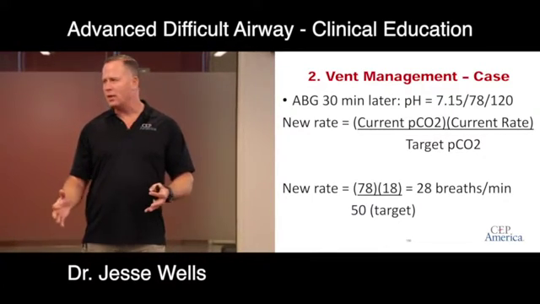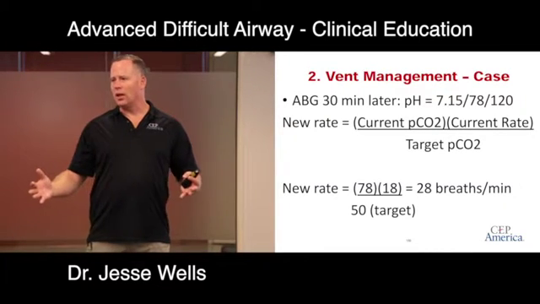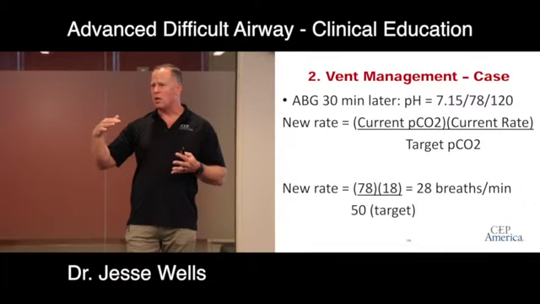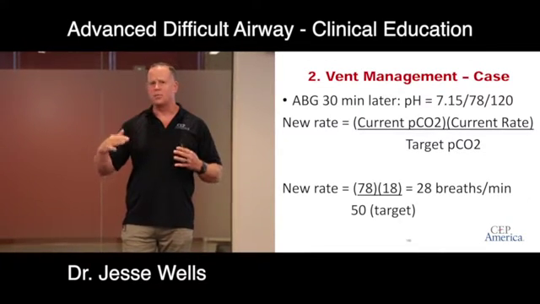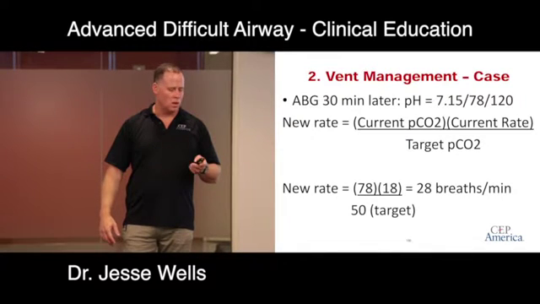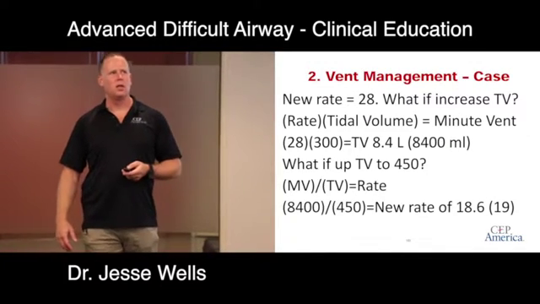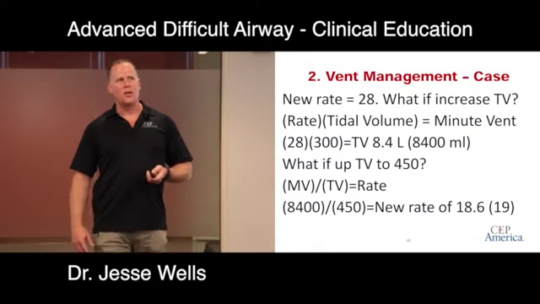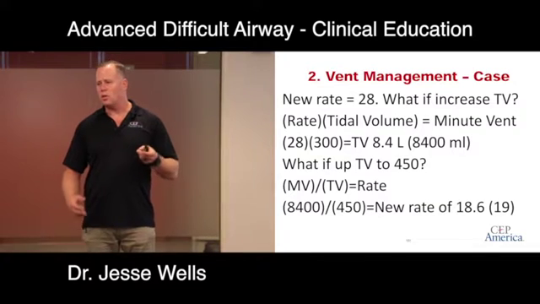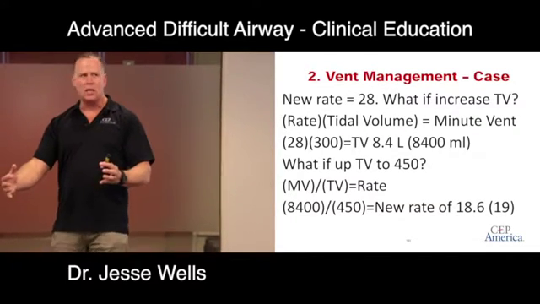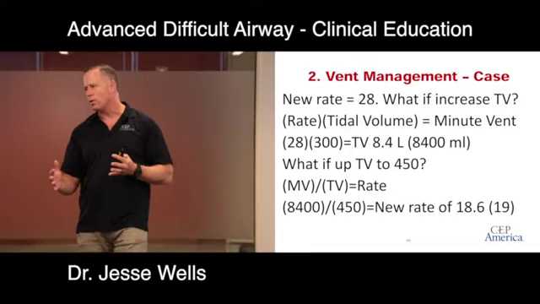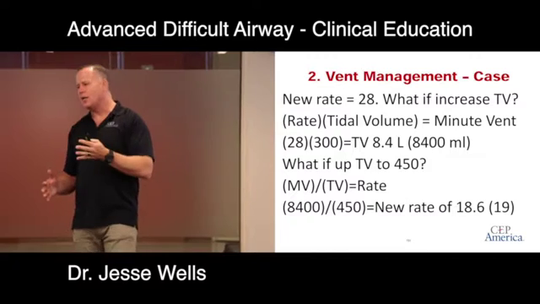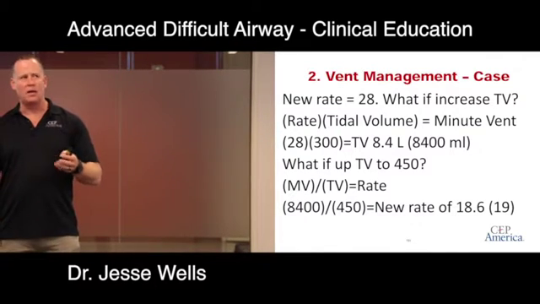Now, are we happy with a rate of 28? Not really. We like a little bit lower number. So how do we know how much to increase our tidal volume to lower our rate? You figure that out by calculating the minute ventilation. The rate's 28, that's 28 times 300. That's what our minute ventilation would be. So at our desired setting, we'd end up with a minute ventilation of 8.4 liters. Now we just need to take 8.4 liters and divide it by the rate that we're comfortable with, and that'll give us our tidal volume.